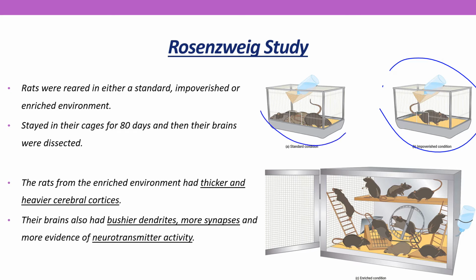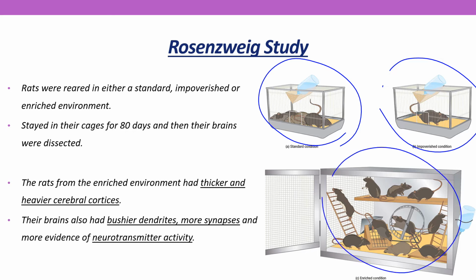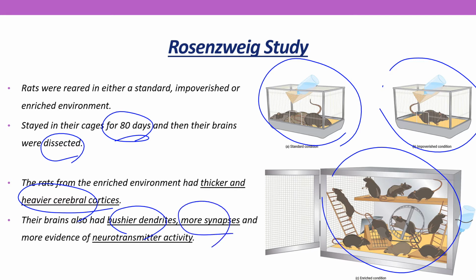He put rats in a standard condition, so a normal cage, a few rats, and he put rats finally in an enriched environment, so this cage here, so like lots of environmental stimuli, pretty cool cage, lots of rats to play with. They stayed in the cages for 80 days and then their brains were dissected. What Rosenzweig found was that the more enriched environment the rats had, the heavier were their cerebral cortexes, okay? So they were thicker, they were heavier, and when he dissected this further and looked under the microscope, he found that they had bushier dendrites, more synapses, and so that was evidence of neurotransmitter activity.